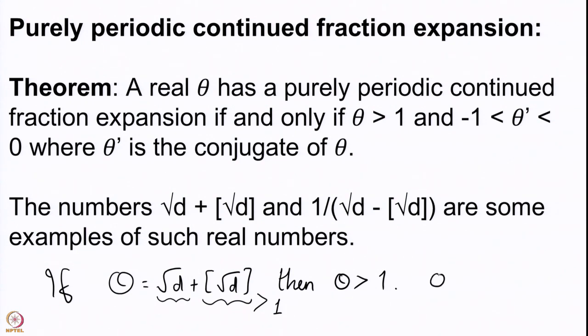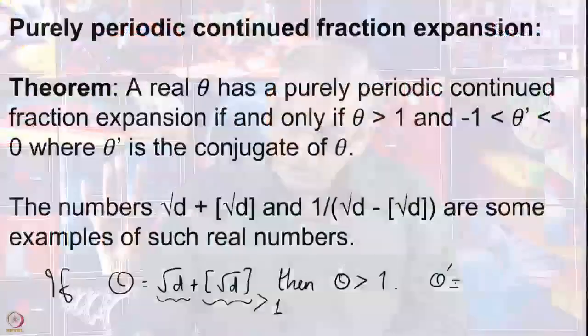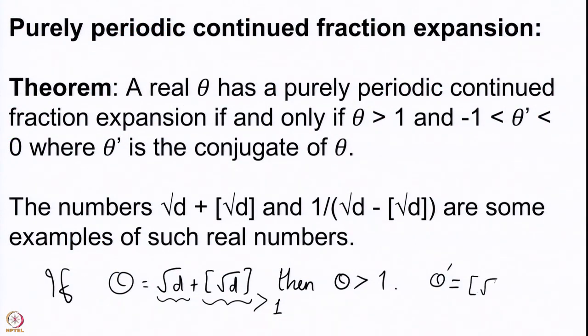Now, we consider theta prime. So, I told you that if your theta is of the form a plus b root d, then the conjugate is a minus b root d. So, here the conjugate would be integral part of root d, which is simply an integer, minus root d. Now, integral part of any number is less than or equal to that number, and if you add 1 to the integral part, then you would have gone beyond the number.